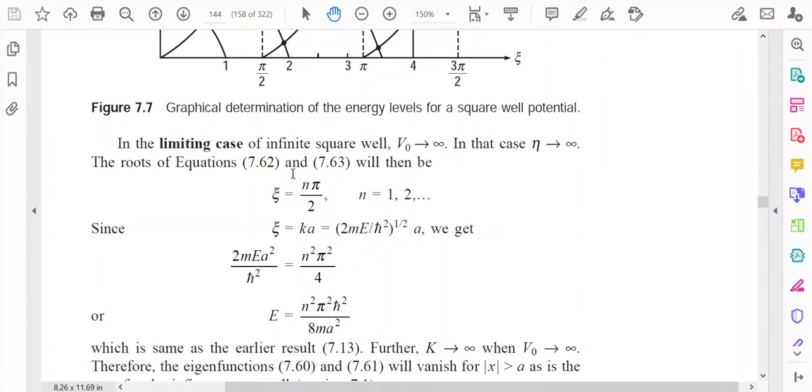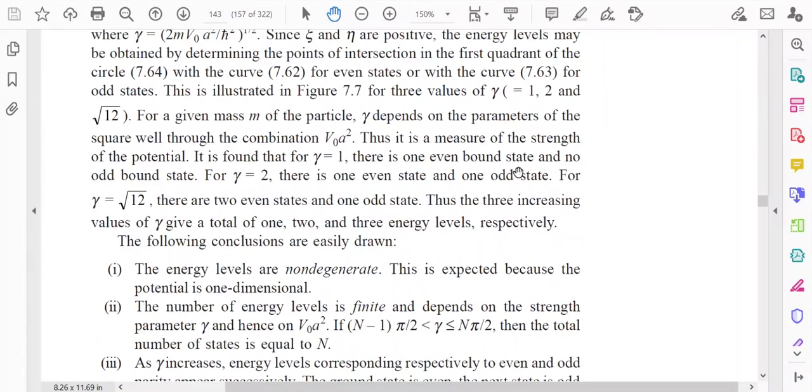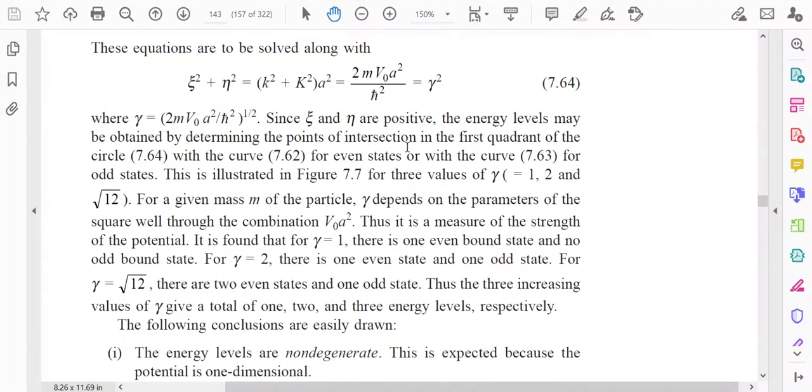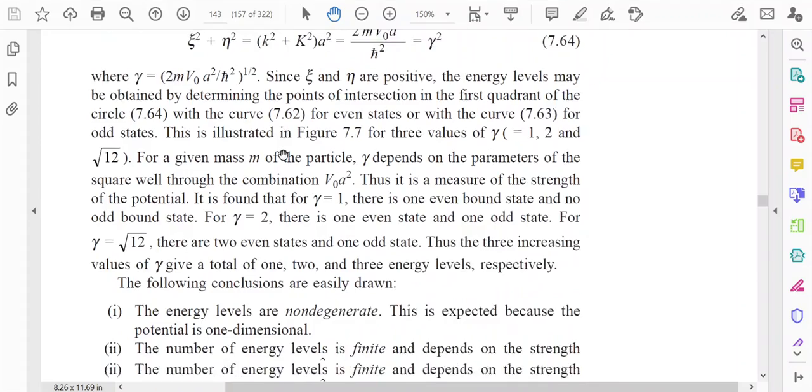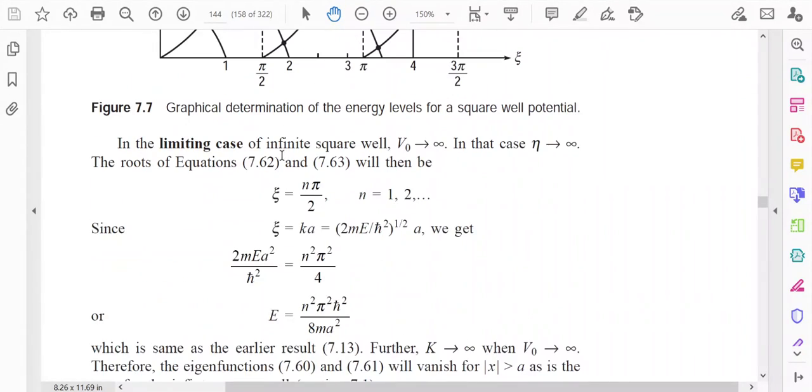And in the limiting case of the infinite square well, V0 tends to infinity, and if V0 tends to infinity, eta tends to infinity. What is the value of eta? Eta depends on V0. If we see the expression, eta is equal to capital K into A. That means this depends on the value of V0. So if V0 tends to infinity, then eta also tends to infinity.